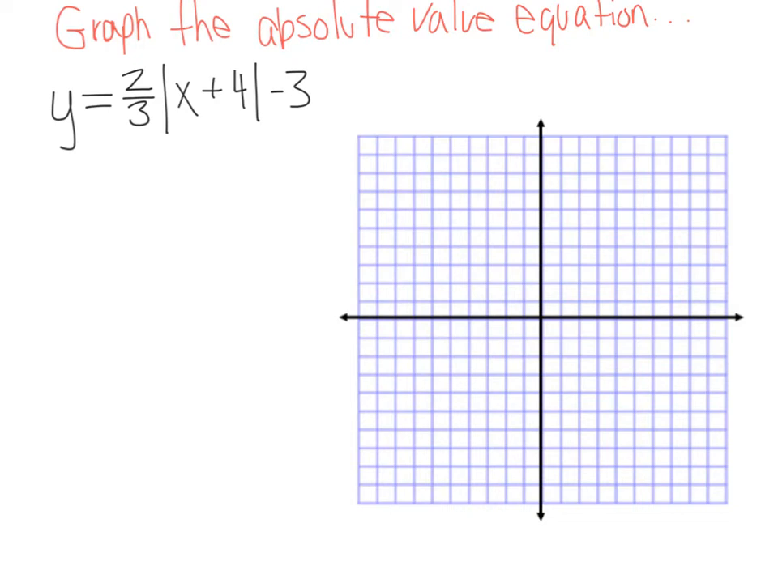Next, we're looking at graphing an absolute value equation. To graph an absolute value equation, we start by finding our vertex. For the vertex for this one, remember we take the opposite of the inside of the absolute value, and then whatever number's on the outside. So our vertex is going to be at (-4, -3). I'm going to go ahead and plot that point.